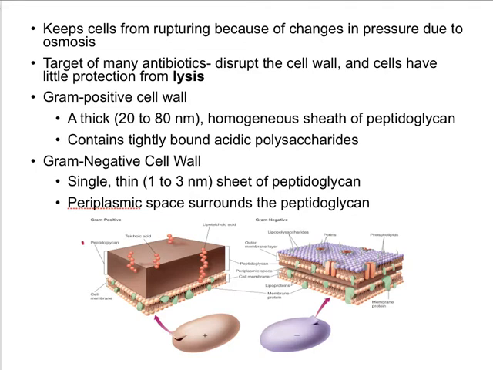The gram-positive cell wall is much thicker than the gram-negative cell wall, the peptidoglycan layer. It's about 20 to 80 nanometers thick, and it's more of a homogeneous sheath of peptidoglycan that contains tightly bound acidic polysaccharides. The gram-negative cell wall, as you can see over here on the right, has a very thin layer of peptidoglycan. It's only about 1 to 3 nanometers in thickness. And outside of that, there's a periplasmic space surrounding the peptidoglycan. This thinner layer gives gram-negative bacteria a much greater flexibility. However, it makes them much more susceptible to lysis, or breaking apart.